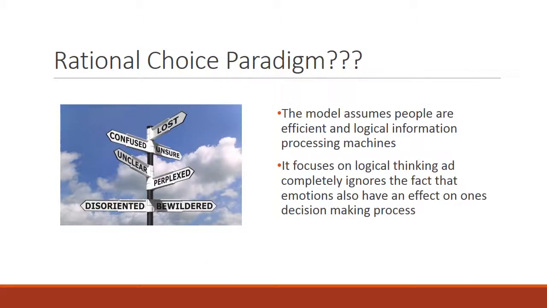One of the problems with the rational choice paradigm is that the model assumes people are efficient and logical information processing machines. A problem with this is that in reality, everyone is different in the sense that we all don't have the same radar when it comes to finding problems and are not able to identify them at the same time. Another problem is that it focuses on logical thinking and completely ignores the fact that emotions also have an effect on one's decision-making process.